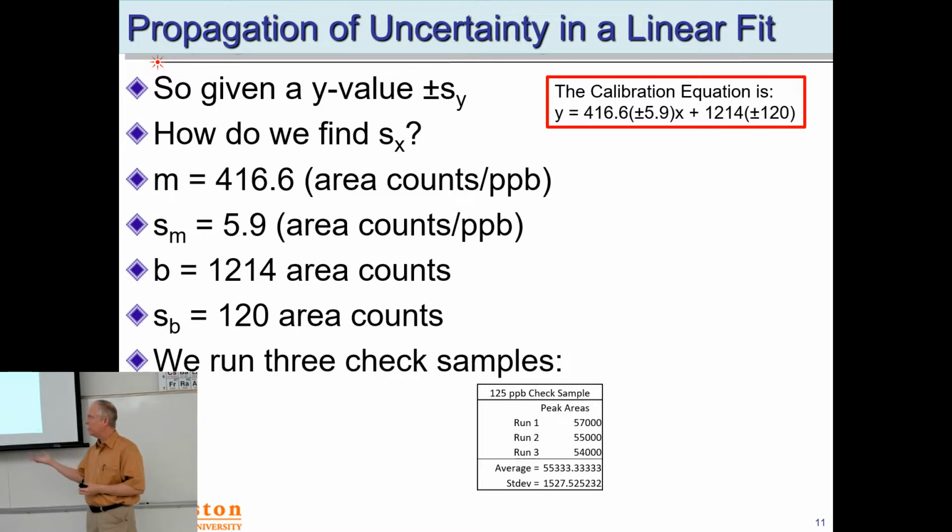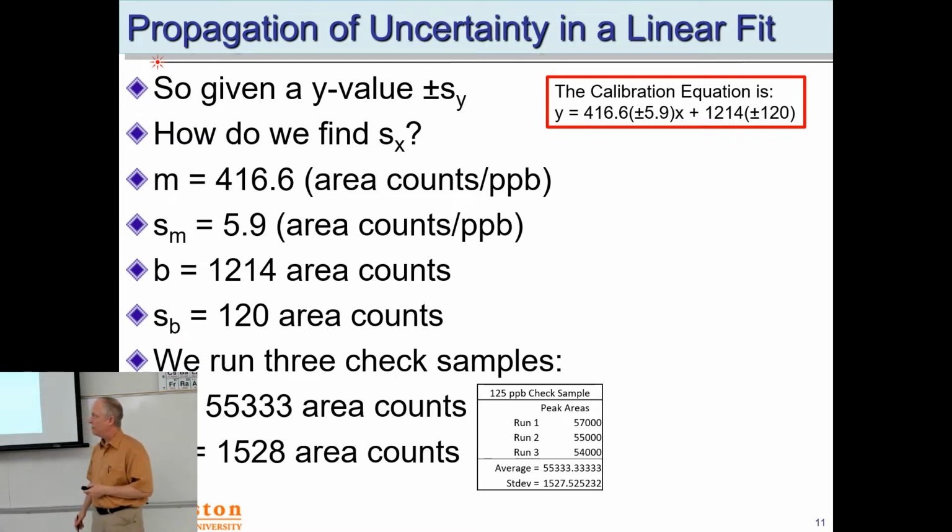So we would take 125 part per billion standard. We run it through our calibration line to see how good it is in producing that answer. And we get 3 area counts, 57,000, 55,000, 54,000. We take the average of those 3 and the standard deviation, and we get these values here. Now I'm keeping all those digits because, again, we're going to use those in this propagation of uncertainty, and so we won't round until the very end.